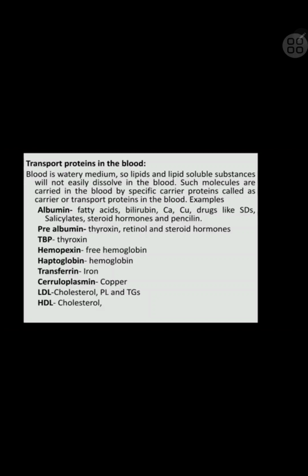Prealbumin transports thyroxine, retinol, and steroid hormones. Thyroid binding protein transports thyroxine. Hemopexin transports free hemoglobin. Haptoglobin transports hemoglobin. Transferrin transports iron. Ceruloplasmin transports copper in the blood. LDL transports cholesterol, phospholipids, and also triacylglycerols in the blood. HDL helps in transportation of cholesterol in the blood.